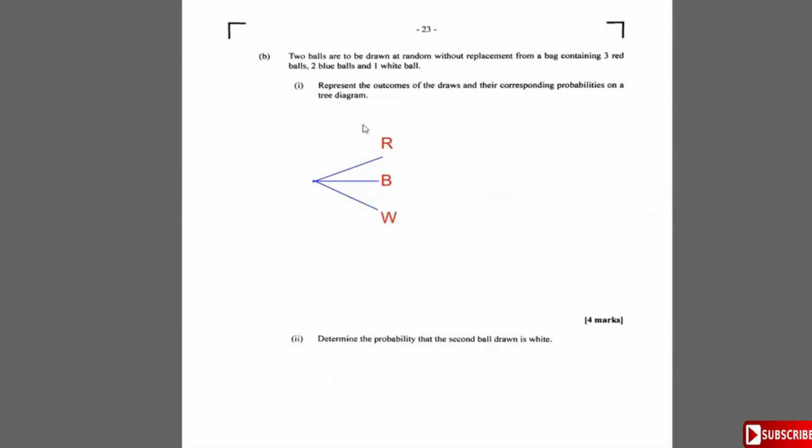Now, it's either you draw red, blue, or white. The probability of you drawing a red first is 3 out of 6. Wait, it's 3 red, so 3 out of 6. Probability of you drawing a blue is 2 out of 6. Probability of you drawing a white is 1 out of 6. Nice. And this is the first draw, so I'm going to write first draw up here.